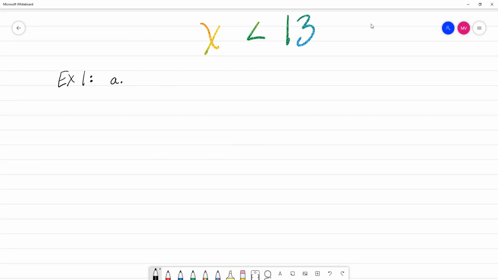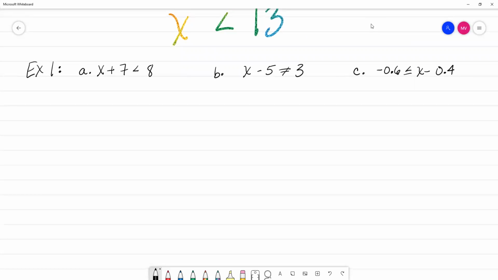So the first one they give us is x plus 7 is less than 8. And a lot of these you should be able to sort of find your answer in your head, but we're just getting comfortable with doing our properties of inequality. And then the third one is negative 0.6, yay, decimals, is less than or equal to x minus 0.4. Okay, so what do we need to do in A to isolate our variable x and find our starting value for our number line?